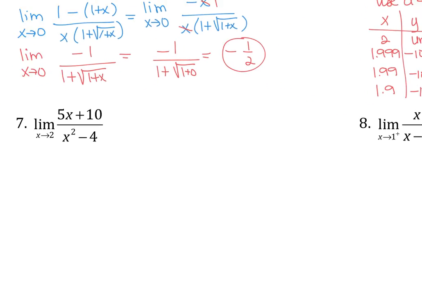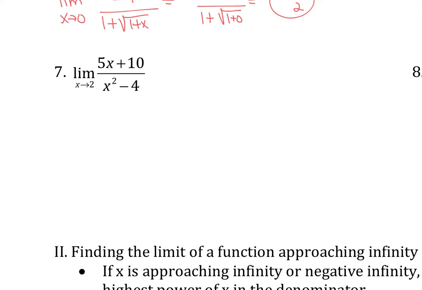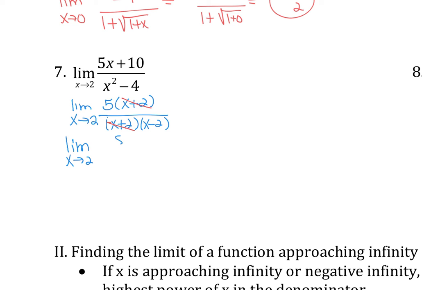When we take a look at example 7, I can see that, again, I would get a denominator of 0 if I were to do direct substitution. On this one, we can do a little bit of factoring, so I'm going to factor out a GCF of 5 in the numerator. In the denominator is this difference of 2 squares, so I get x plus 2, x minus 2. So there the x plus 2's cancel, and I'm left with the limit as x approaches 2 of 5 over x minus 2. So still, I'm stuck with having a denominator of 0 if I do direct substitution.